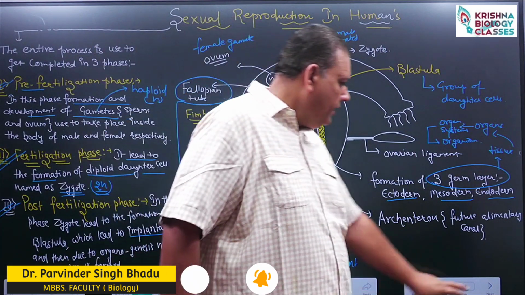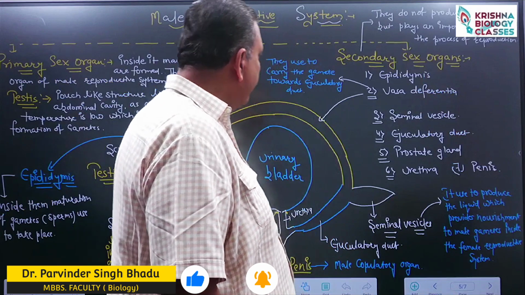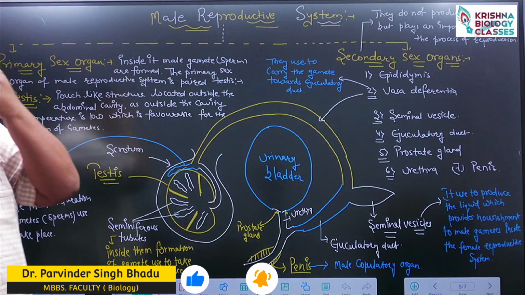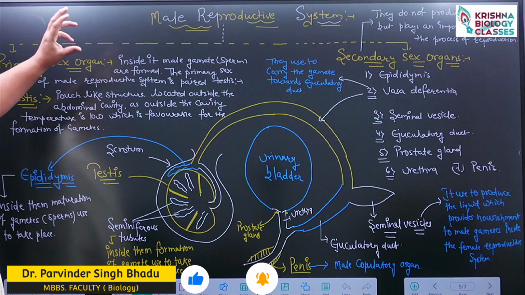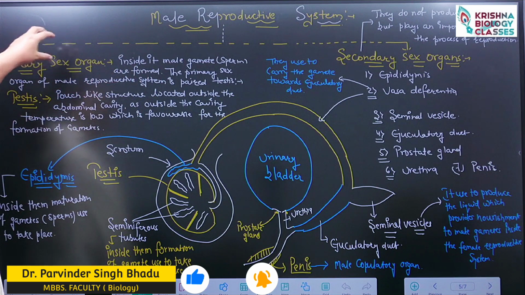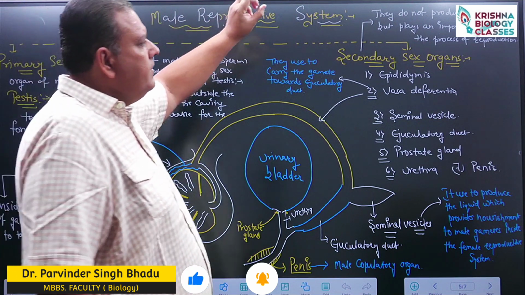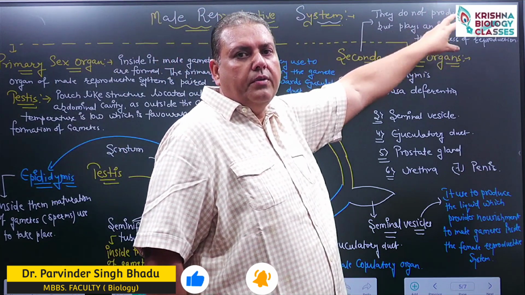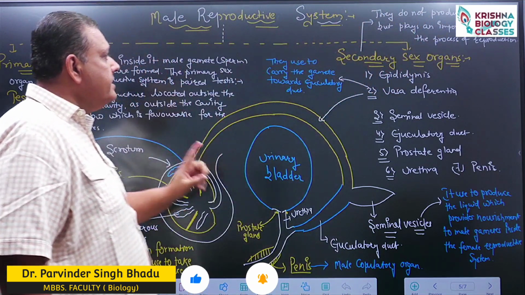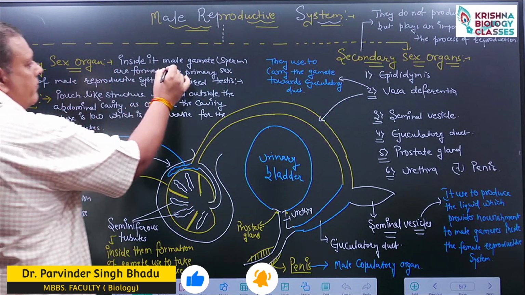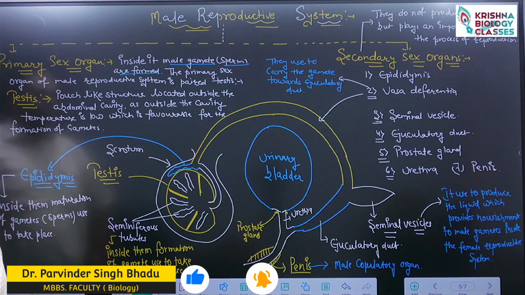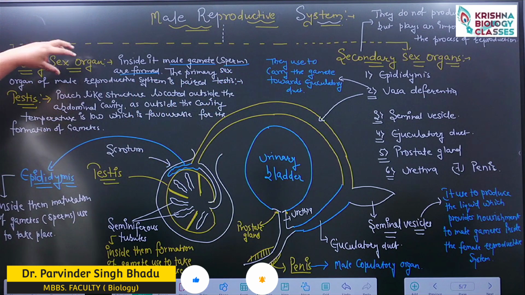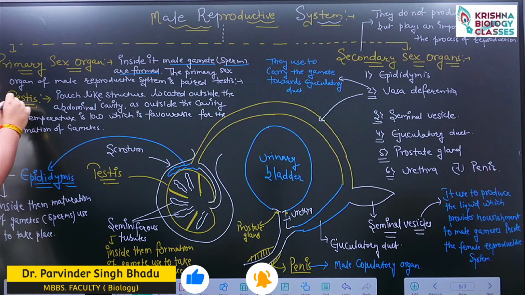Now, we will discuss in detail the structure of the male and female reproductive system. The entire structure is divided into 2 parts: the primary sex organ and the secondary sex organs of the male reproductive system. The primary sex organ is the organ inside which male gametes, or sperms, are formed. So, the primary sex organ of the male reproductive system is the paired testes.